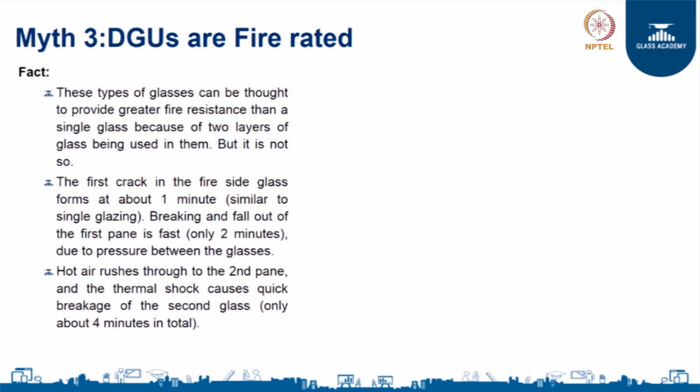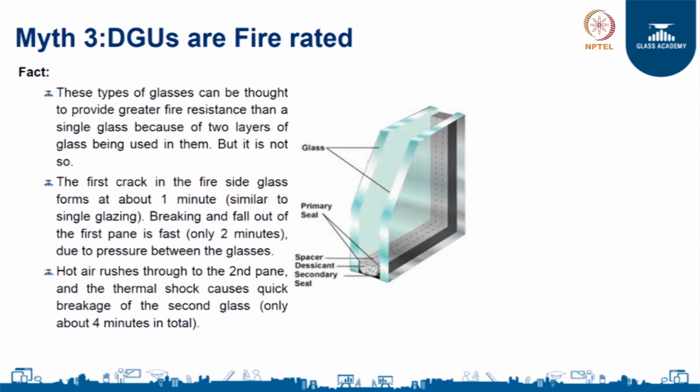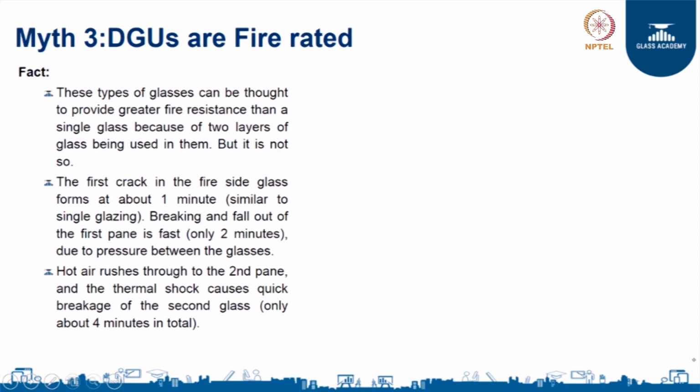So give it 3 to 4 minutes. If you look at a typical DGU, the first glass pane is going to break in 3 to 4 minutes, and the next glass pane will break immediately. That is because the hot air will pass through the second pane, and it will cause a thermal shock, which will cause a quick breakage of the second glass. So if the first glass breaks in say 4 minutes, then the second glass behind it will also break more or less within the same duration because of the thermal shock. I have a very nice animation to show you how it functions.